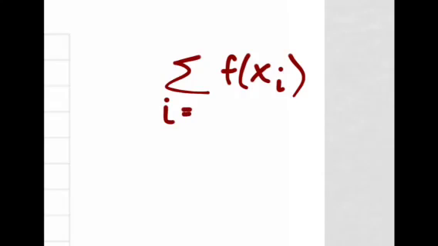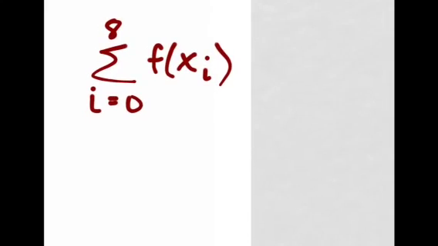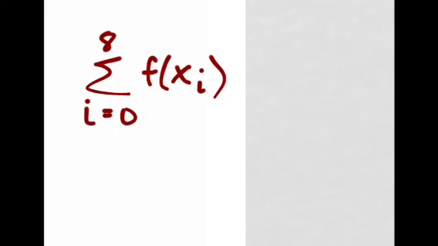The first one. Actually, I don't remember exactly, but let's say I have some summation of f of x sub i, where i is ranging from, let's say, 0 to 8, times delta x.